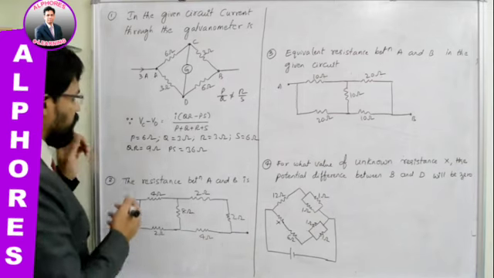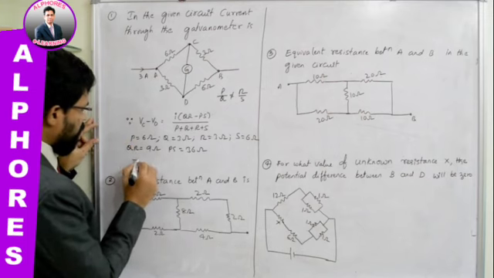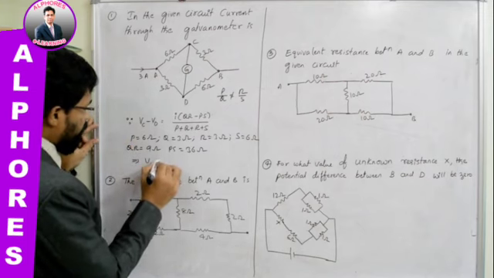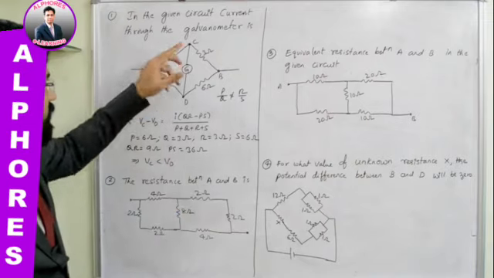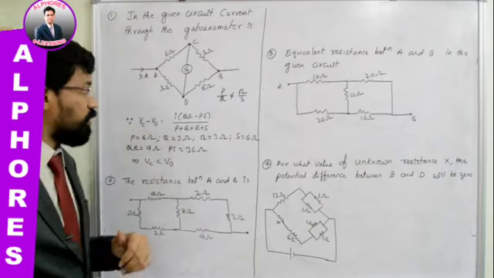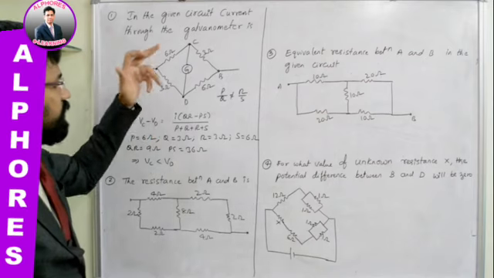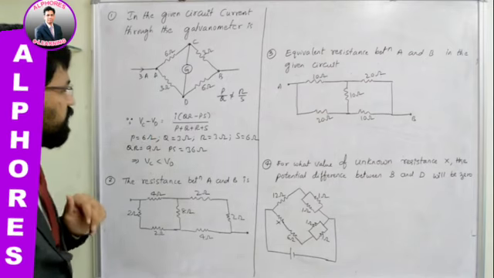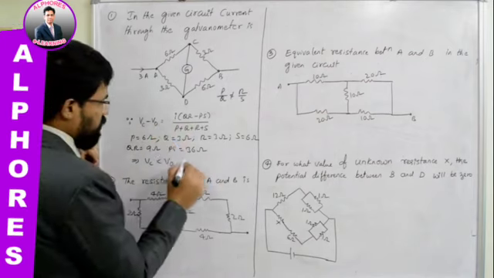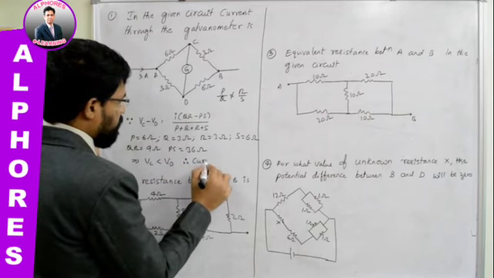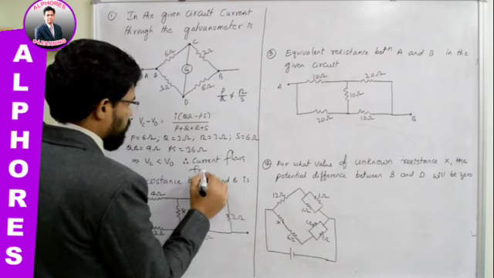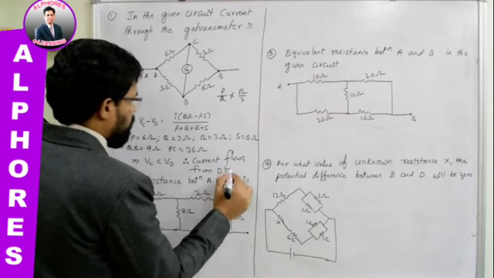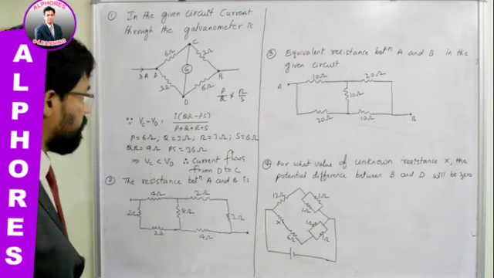If it is negative, what does it mean? That implies VC is less than VD. It means C is at low potential and D is at high potential. So current will be from D to C. If any current is there through the galvanometer, that will be from D to C. Therefore, current flows from D to C. So that's what conclusion we can draw here.